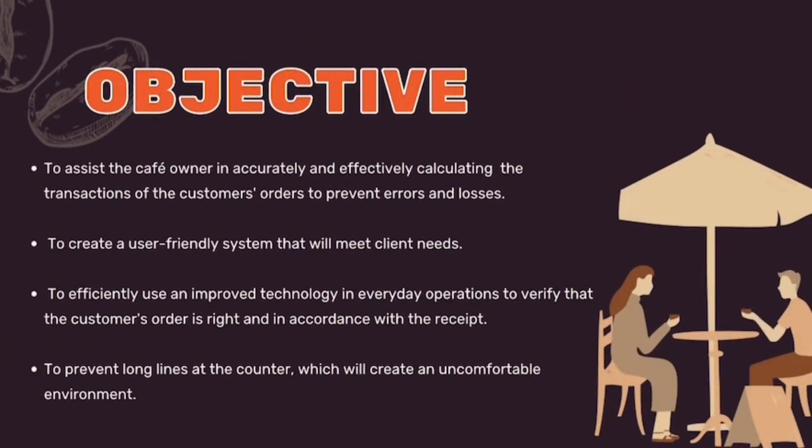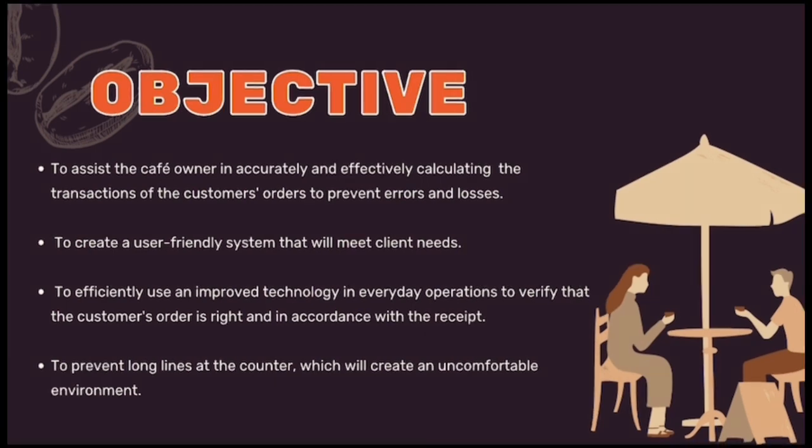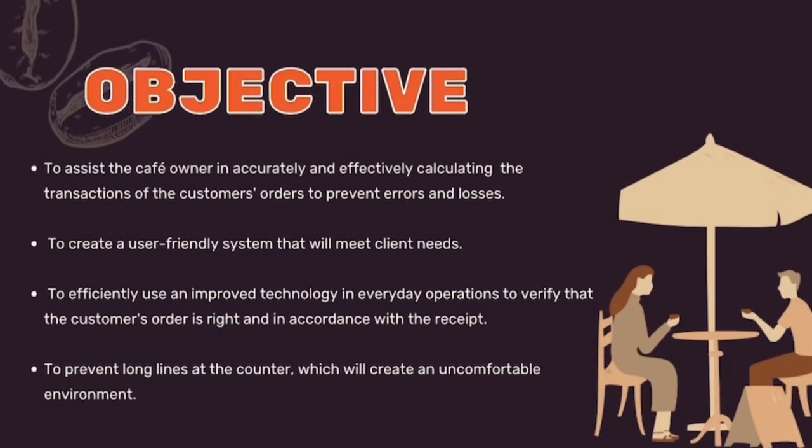Our objective for this program is to assist the cafe owner in accurately and effectively calculate the transaction of the customer order to prevent errors and losses. Secondly, to create a user-friendly system that will meet client needs. Other than that, to efficiently use and improve technology in everyday operation to verify that the customer's order is right and in accordance with the receipt. And lastly, to prevent long lines at the counter, which will create an uncomfortable environment.